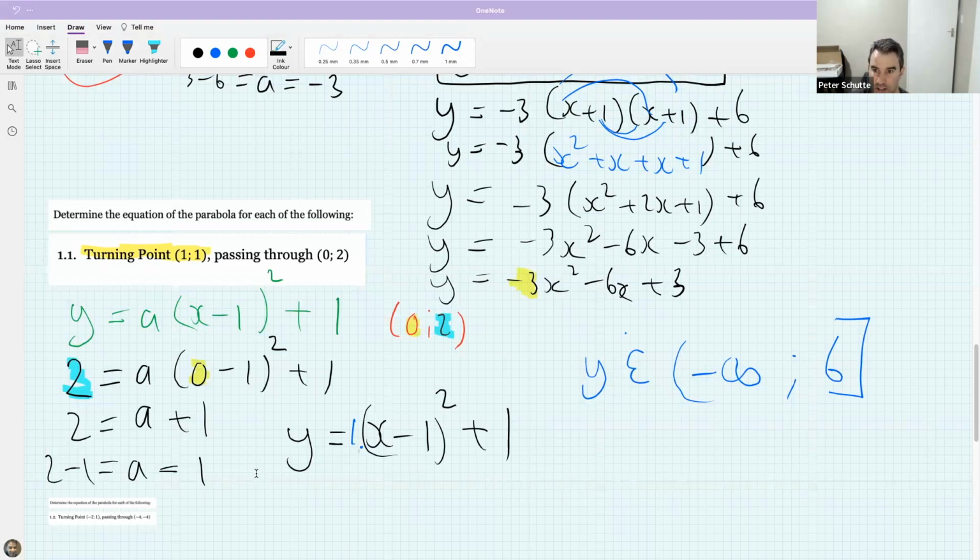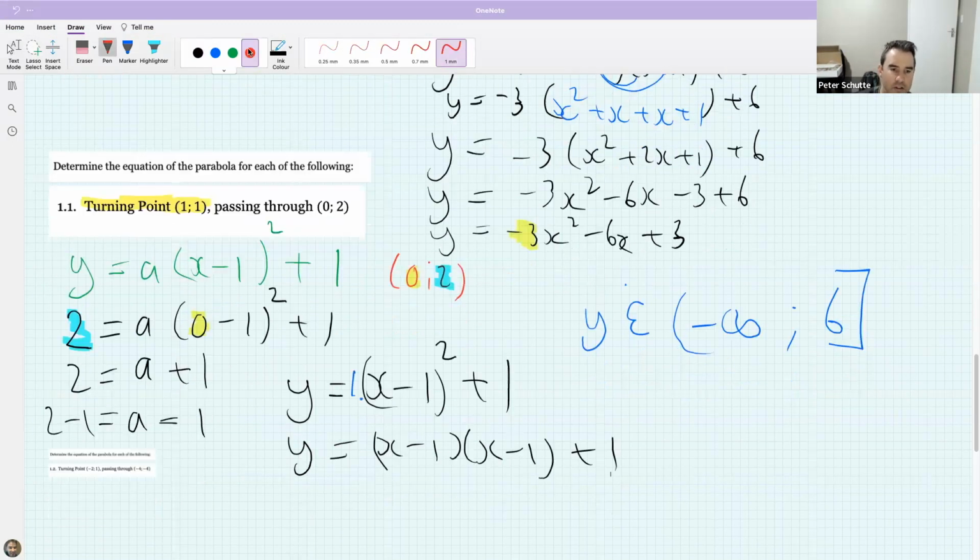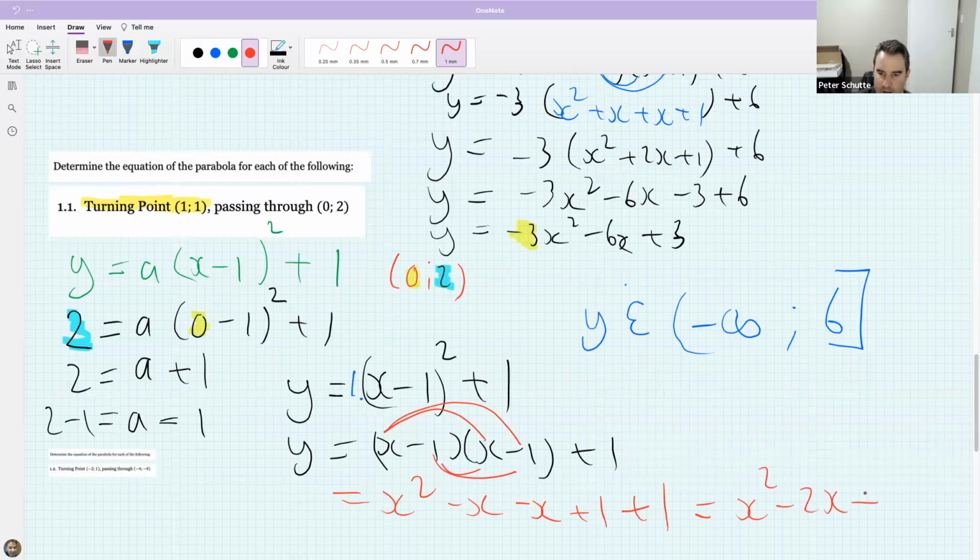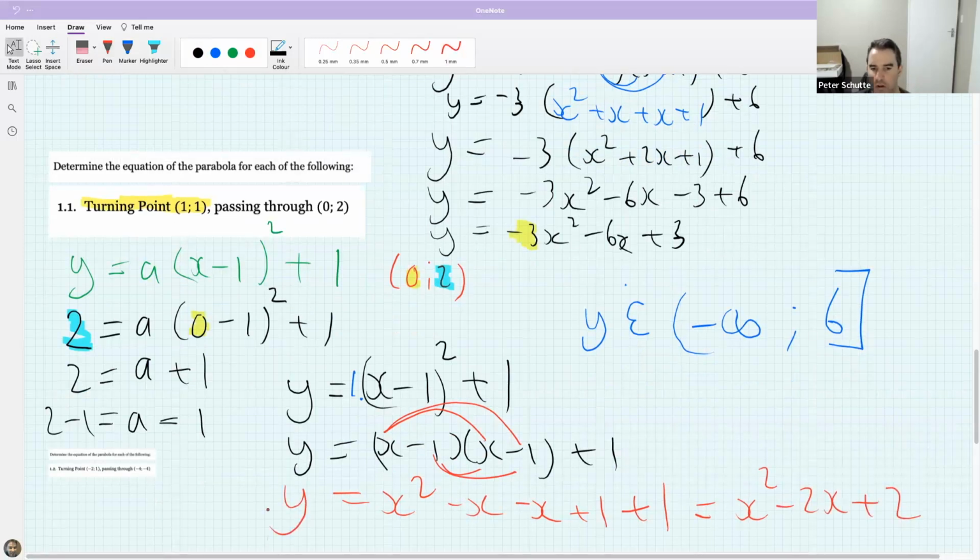Now, you've done so well today. I feel like you deserve a little bit of write it in standard form. Okay, Busisiwe, if I wanted to write it in standard form, I would just want to multiply these two brackets out. And I get x times x is x squared minus x, then another minus x, and then a plus 1. But I also have another plus 1 that was already there. And so we should get x squared minus 2x plus 2. So remember, this 1 was already here.